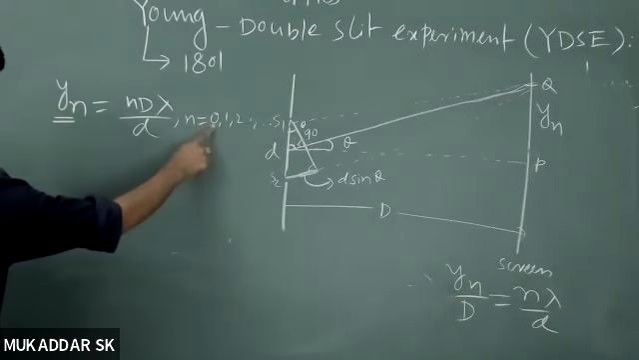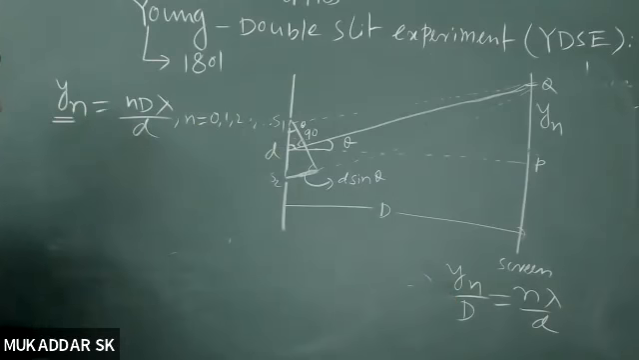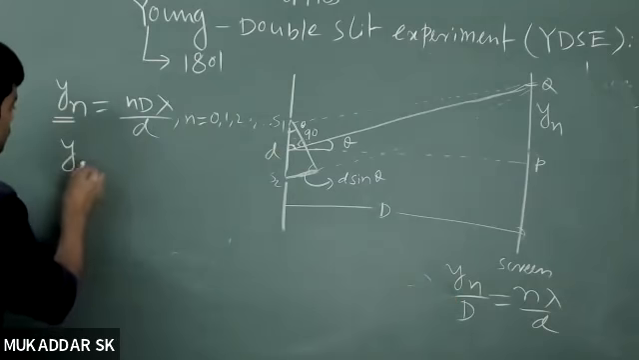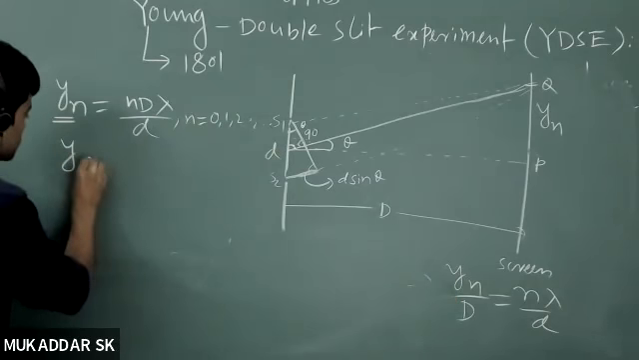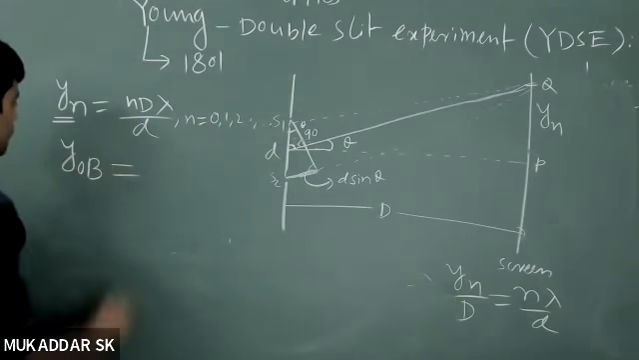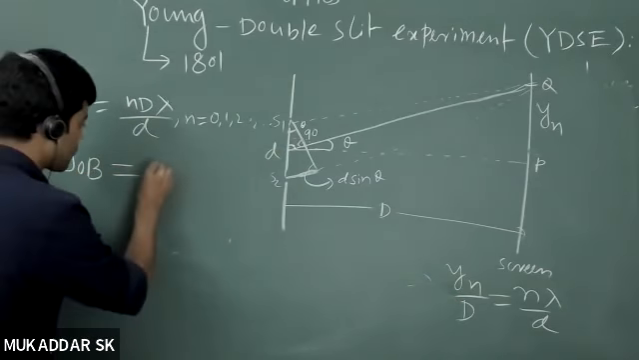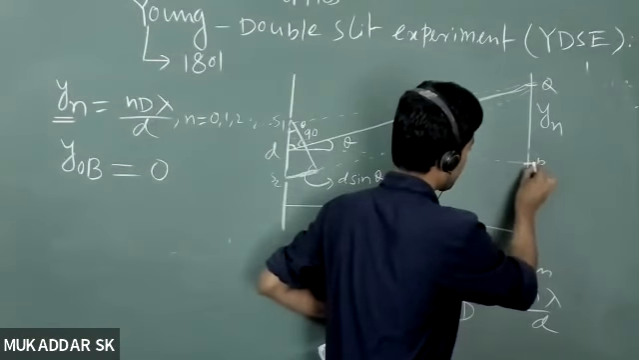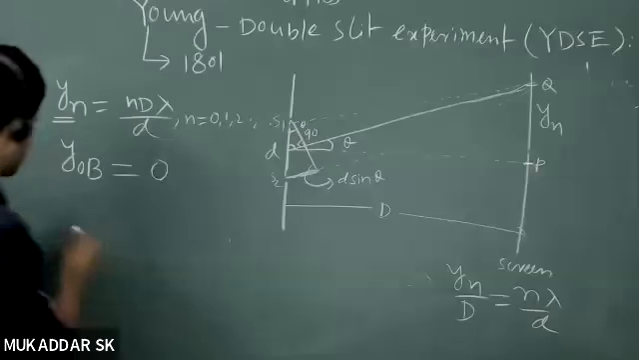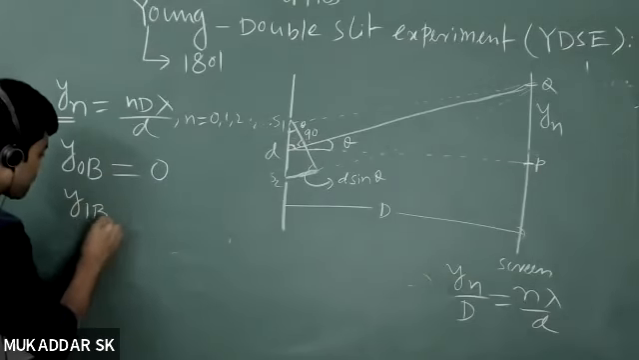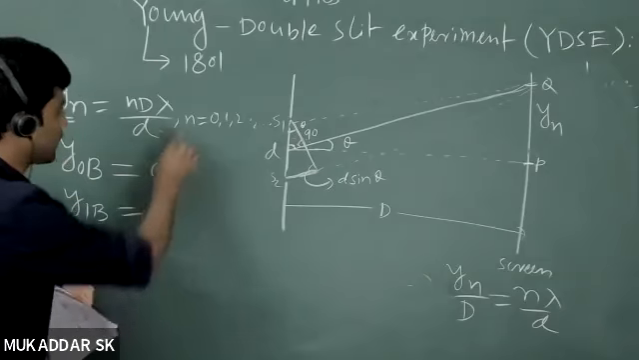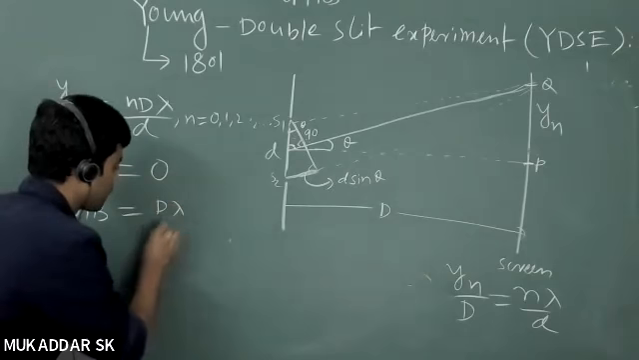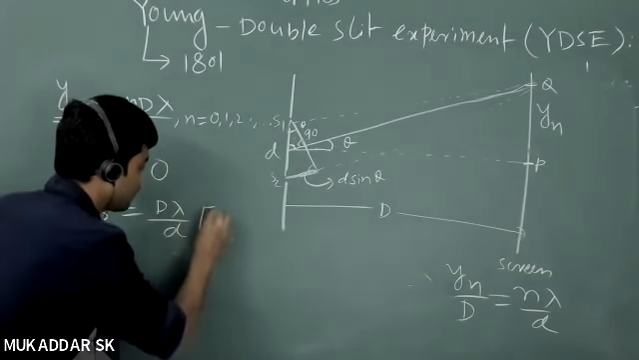When you put the value of n as 0, what will it represent? The position of the central bright. So when you substitute n equals 0, you get the position of the central bright. It will be at 0, which means here. Similarly, the position of the first bright will be where? Just substitute n equals 1. So the position of the first bright will be at D lambda by small d, when n equals 1.